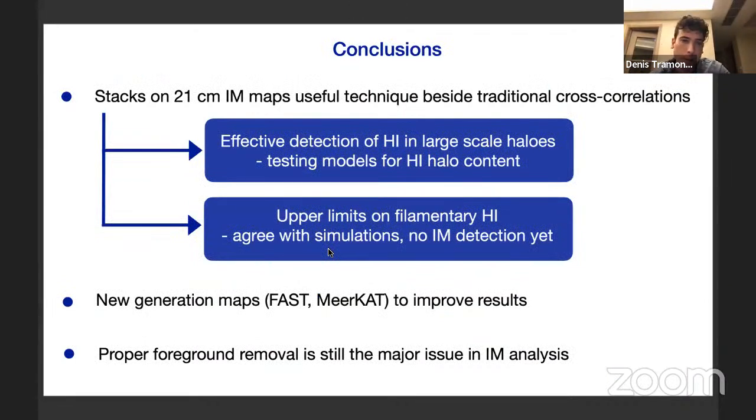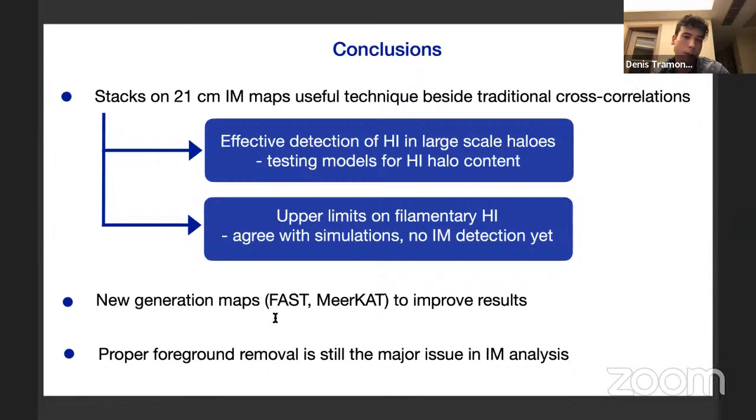So to wrap up the conclusions, we saw how these kinds of stacks in real space with 21 centimeter intensity maps can nicely complement more established techniques like the computation of power spectra. We got a detection of H1 in halos and showed how it can be used to test models. And for the filaments, with this methodology, there has not been a detection yet, but we got upper limits that are in agreement with simulation. We expect the improved new data set to allow us to go deeper in this kind of research and get new results.